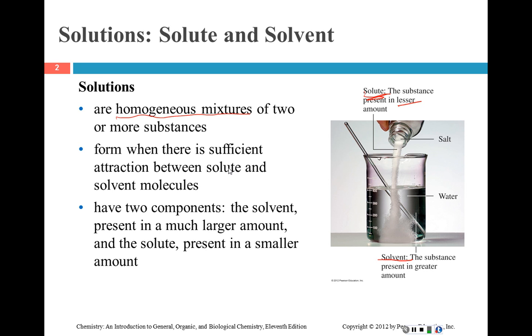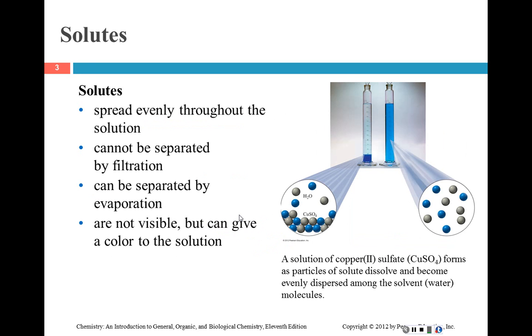So they're homogeneous mixtures, which means when you put them together you can't tell them apart anymore. What is causing this is an attraction between the molecules of the solute and the solvent. The solvent is going to be a larger amount, and the solute is going to be present in the smaller amounts. That is the definition. But you will see quite a few cases where it's the typical solution with the solvent as a liquid and the solute as the solid. The solute molecules spread evenly throughout the solution.